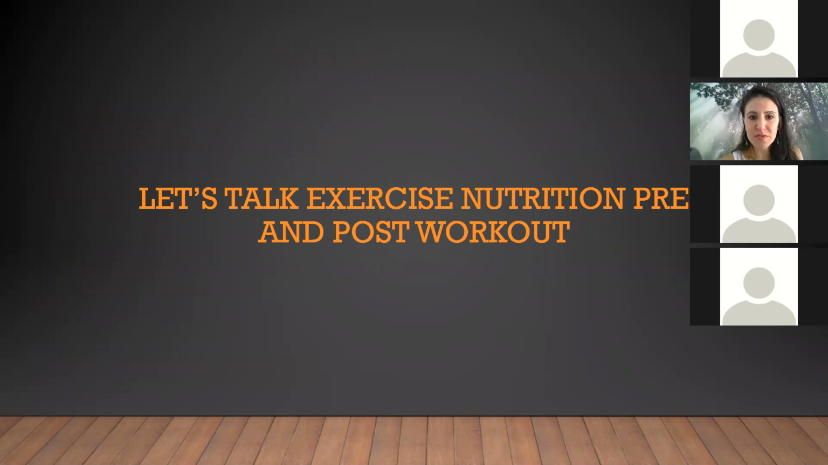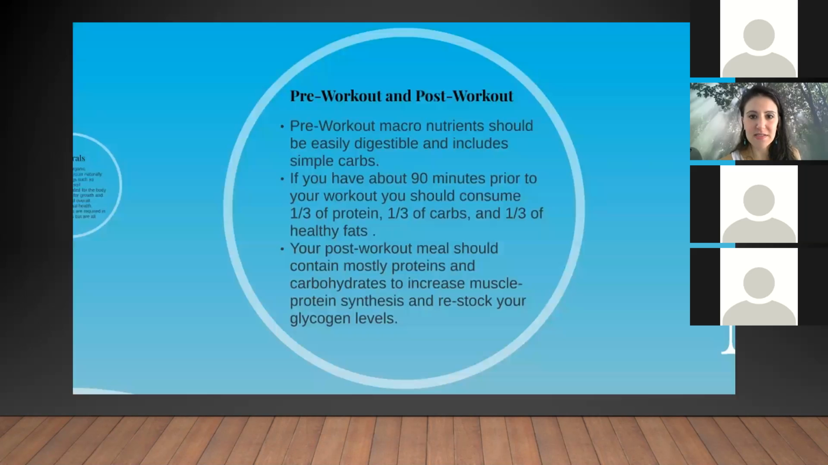Okay, so let's talk about exercise nutrition. So pre and post workout. This is a question that I was getting a lot last class as well. So pre-workout macronutrients should really be easily digested and include simple carbs. So those mono and disaccharides we talked about. But if you have 90 minutes prior to your workout, you should consume 1/3 protein, 1/3 carbs, 1/3 healthy fats.